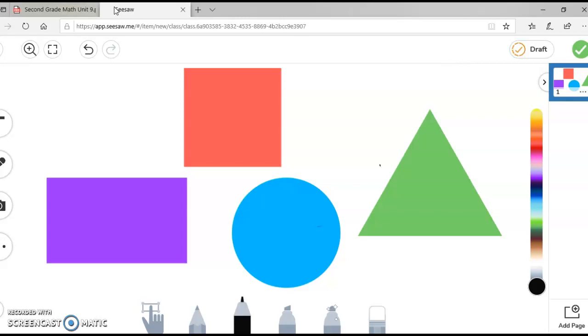Remember, thirds is 3 thirds. So circles are really, really hard, and triangles are going to be really, really hard too. But I'm going to tell you a fancy trick that's going to make this way easier. I'm going to take my marker, and I'm going to put a dot in the center.